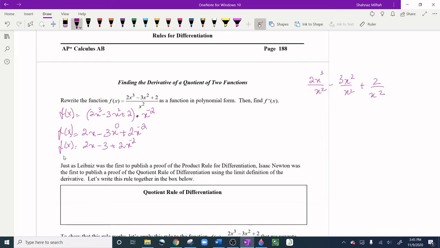Now let's take a derivative of this function. F prime x equals 2x derivative is 2, 3 derivative is 0. This one is negative 2 times 2 is negative 4, and x to the power negative 2 subtract 1 is negative 3. So yes, we do have a negative exponent. So let's fix that now. F prime x equals 2 minus 4 over x to the power 3.